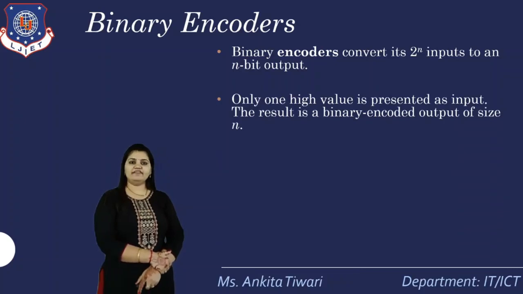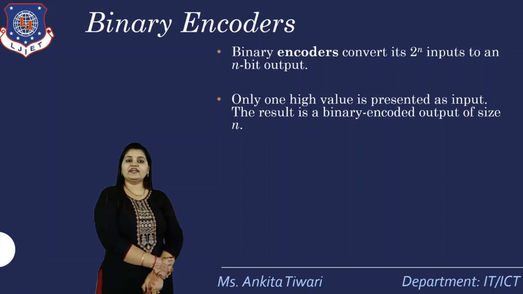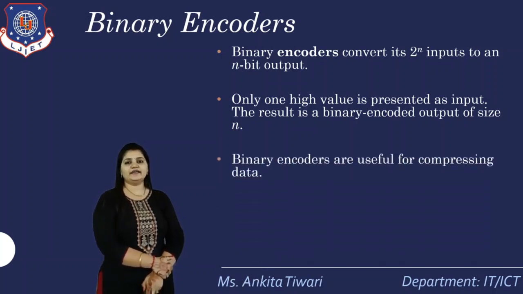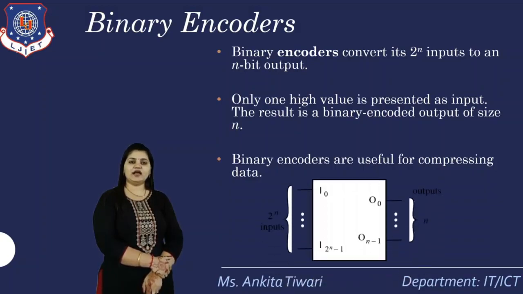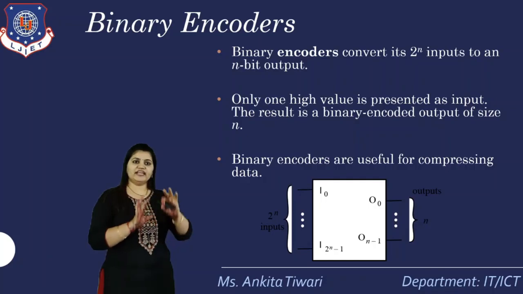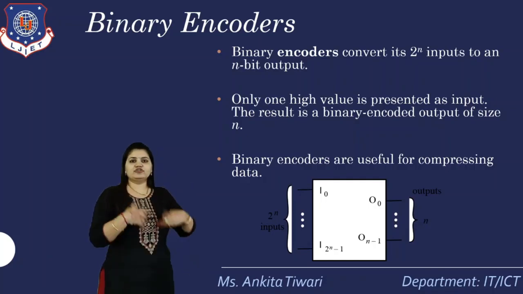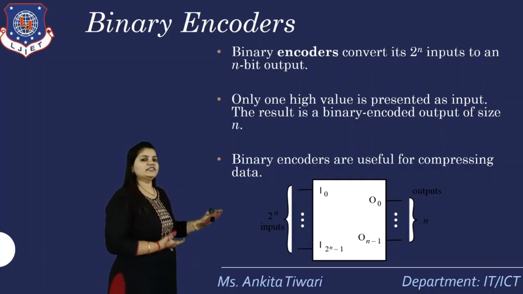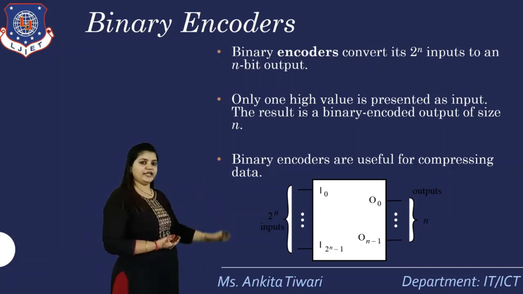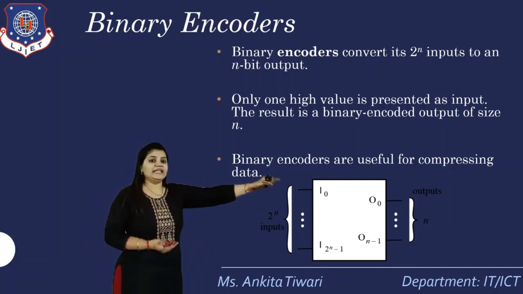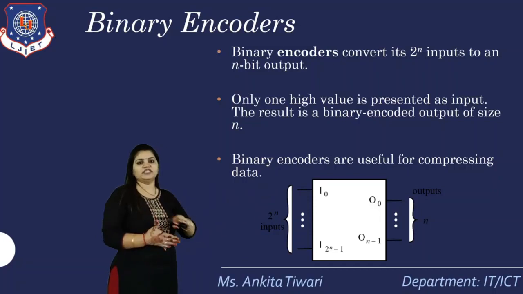So only one high value is presented as input, and the result is a binary encoded output of size n. Binary encoders are useful for compressing data, because the output size is less and the input size is more. From the diagram itself, we can see we are taking 2 raised to n inputs and getting n outputs. It is just the opposite of decoders.